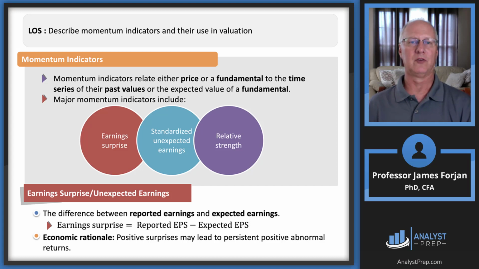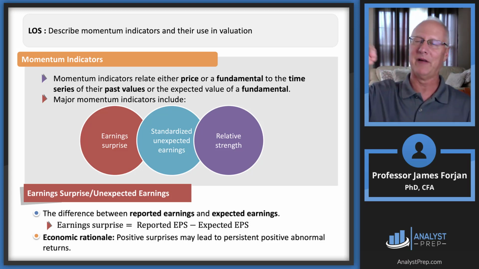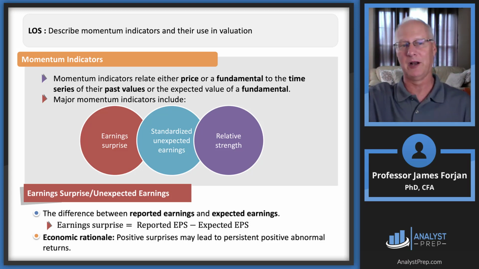Oh, momentum indicator. So what do we know? That price can have momentum, right? It can either go up and everyone's looking at it and saying, oh, that's just going to keep going up and up. So there's some kind of a behavioral issue when that price goes up or that price goes down. So what we need to do is make sure that we're aware of earnings surprises, we're aware of unexpected earnings, and then we're aware of relative strength. So look at that bottom circle point, economic rationale. Positive surprises may lead to persistent positive abnormal stock returns. And so make sure that you're aware of what that earnings surprise is.